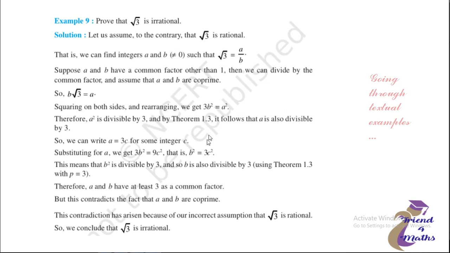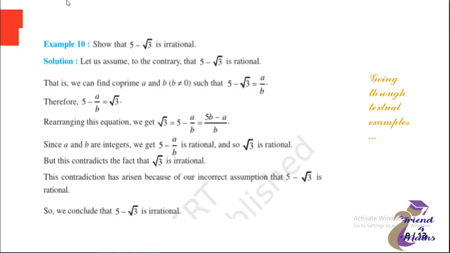And we get here that 3 is a factor of a and b. That is, they have the common factor 3 other than the number 1. So they are not co-prime. But we got here that they are co-prime. That is because of our wrong assumption that root 3 is a rational number. So we can conclude that root 3 is not a rational number and it is definitely an irrational number. Okay. We can go to the next example.